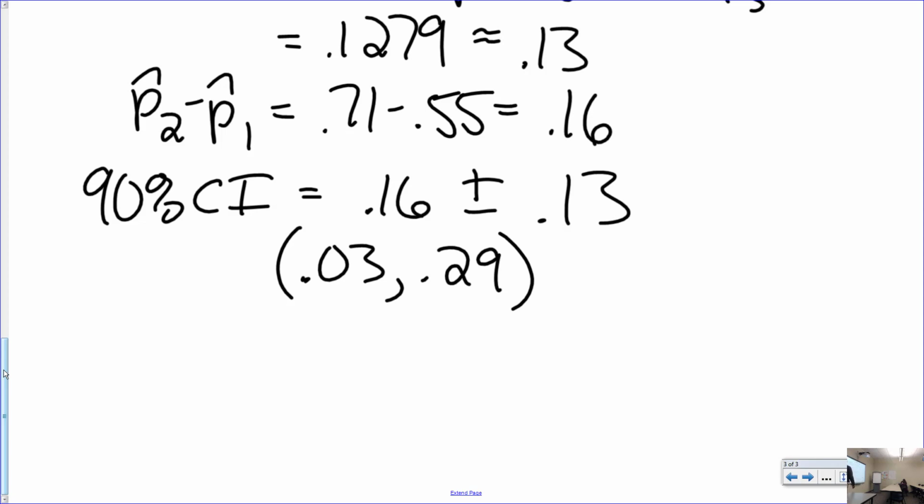The true difference between the proportion of people that think there should be gun control between rural and city is somewhere between 3% and 29%. Oh, that's really small. Is it? 3 to 29%. Again, the true value is anywhere inside of there, so it could be closer to the 29% or it could be closer to the 3.